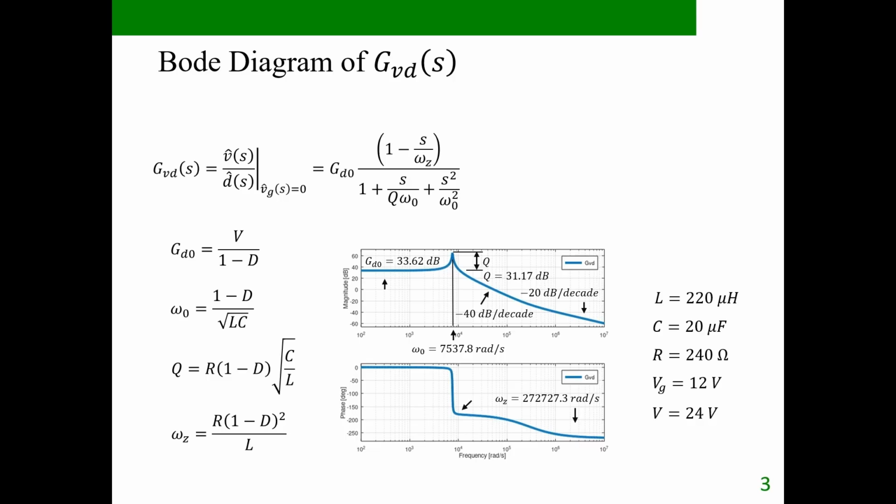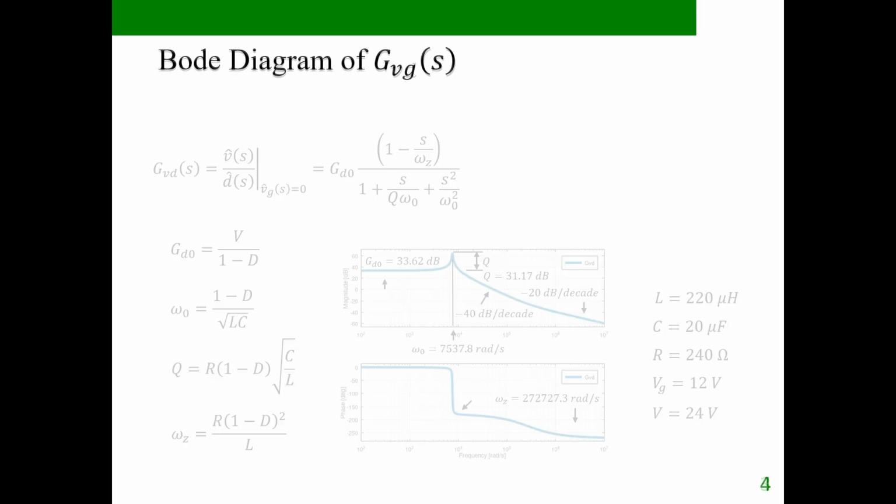Notice how the right half plane zero appears well above resonance, and observe how the phase drops further beyond that frequency. This transfer function, Gvd(s), is the foundation of the entire compensator design. Every pole, every zero, and the final loop bandwidth of the Type 3 compensator will be chosen relative to this plant. On the next slide, we will take a look at the frequency response of the line to output transfer function, Gvg(s).